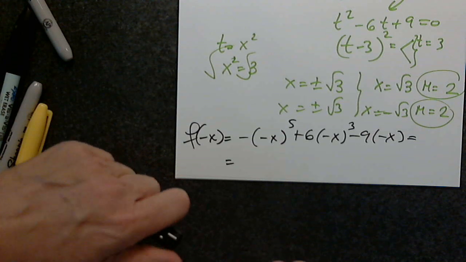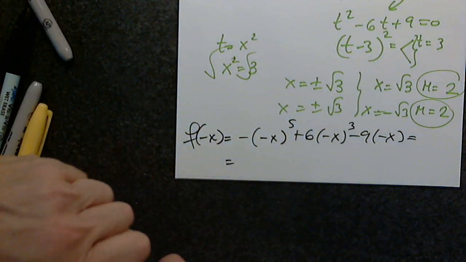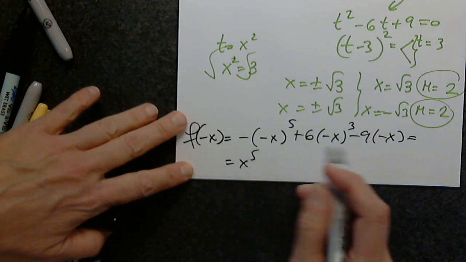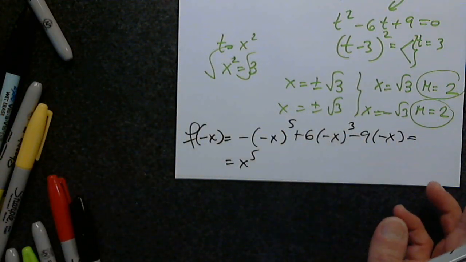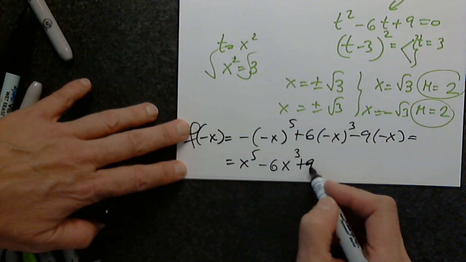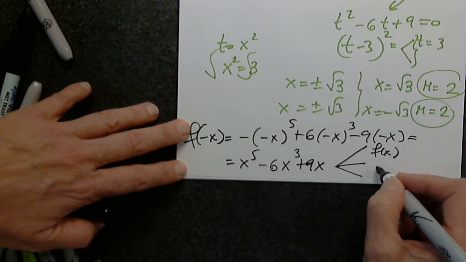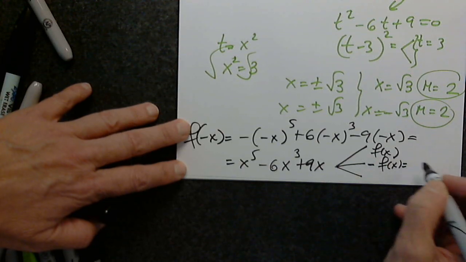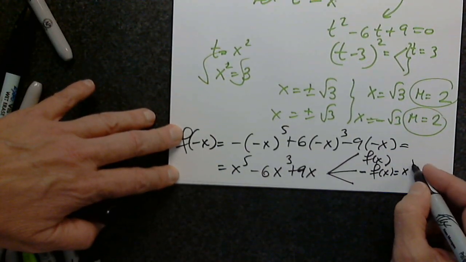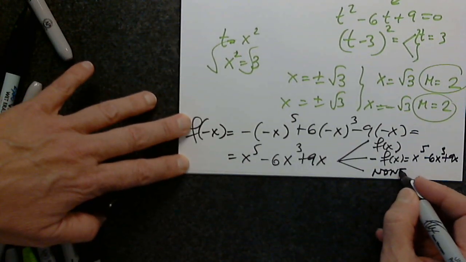So negative x to the 5th power is, what do we get? Negative x to the 5th times negative 1 in front. Very good, awesome. Negative x to the 3rd times 6 will be negative 6x to the 3rd. And this is the product 9x. So now remember we have 3 questions. Does this equal f of x? Does it equal the opposite of f of x, which will be, I'm going to write it here, x to the 5th minus 6x cubed plus 9x, or none of the above?